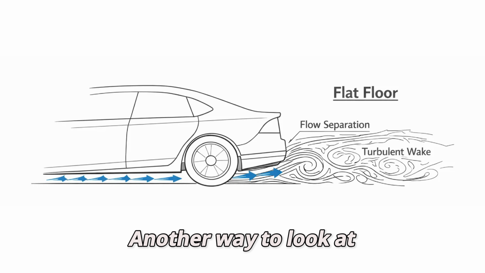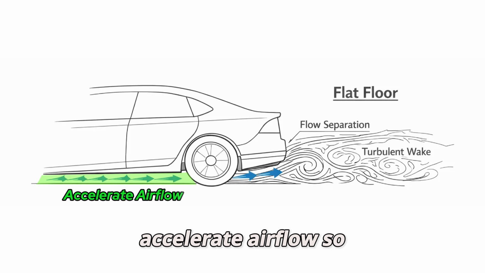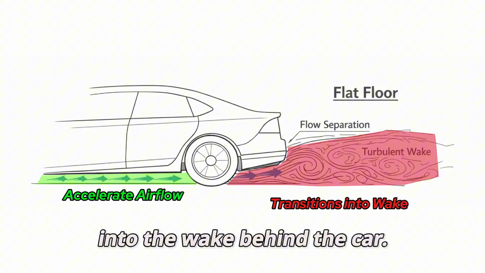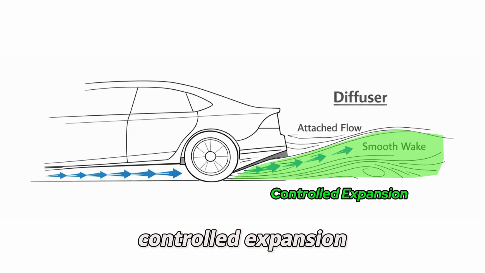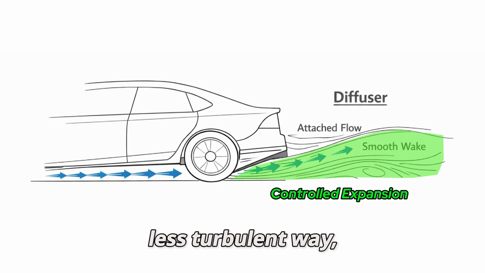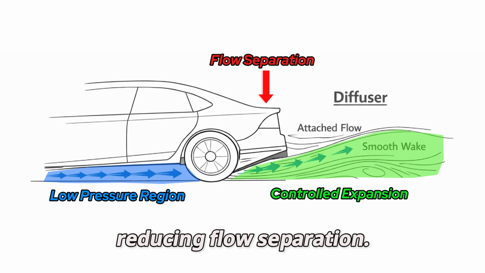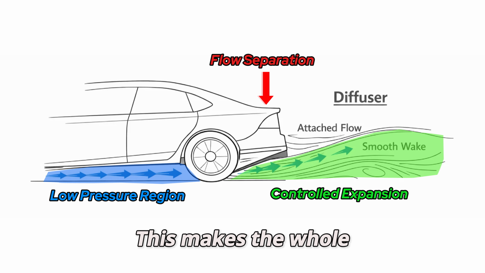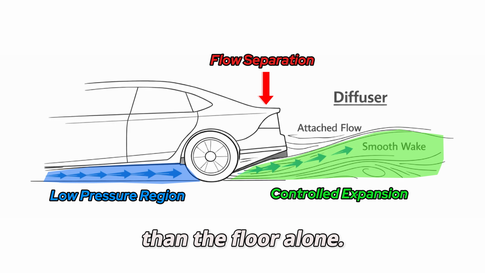Another way to look at it is this. A flat floor alone can only accelerate airflow so much before it transitions abruptly into the wake behind the car. The diffuser provides a controlled expansion path that lets that airflow decelerate in a less turbulent way, preserving the low pressure longer and reducing flow separation. This makes the whole underbody a more effective low pressure generator than the floor alone.